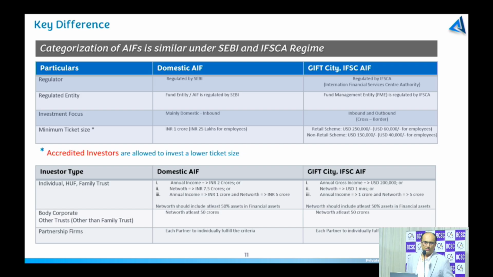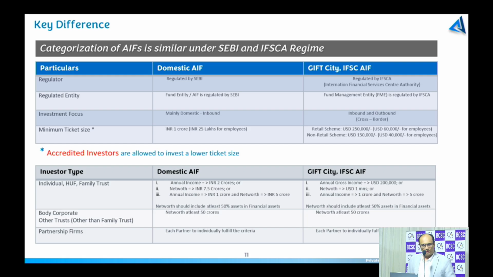For some reason, if the desired returns are not generated, then it's a huge risk that you are taking. So SEBI in a way wants to protect this investor, so it wants to make sure that the investors taking part in this asset class have a certain amount of net worth and the risk appetite to take exposure to this asset class. So what is an accredited investor?